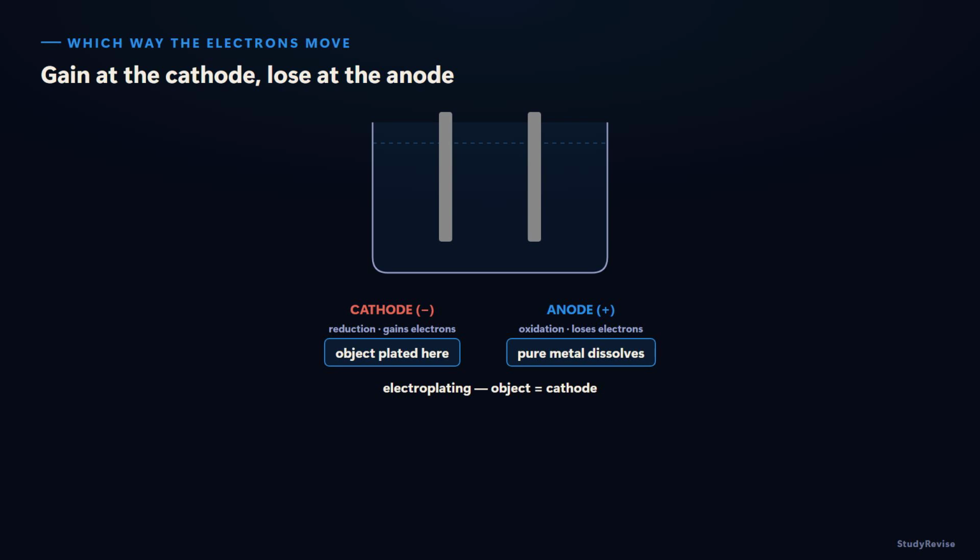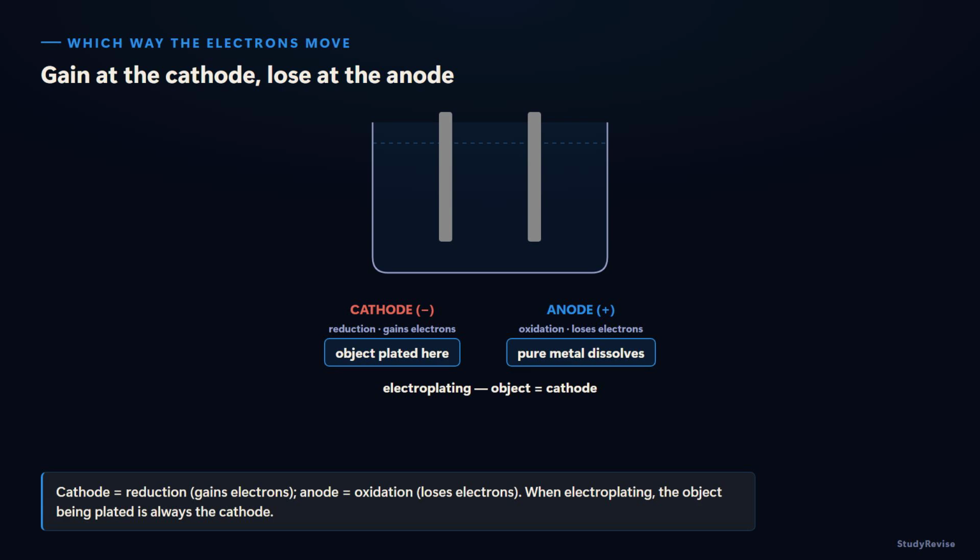Electroplating uses this directly. To plate an object with copper, the object being plated is the cathode, because that's where the metal ions gain electrons and get deposited as solid metal onto the surface. The anode, meanwhile, is made of the plating metal itself, which dissolves into the solution to keep replacing the ions being used up. Get cathode and anode swapped in an electroplating question, and the whole answer runs backwards.